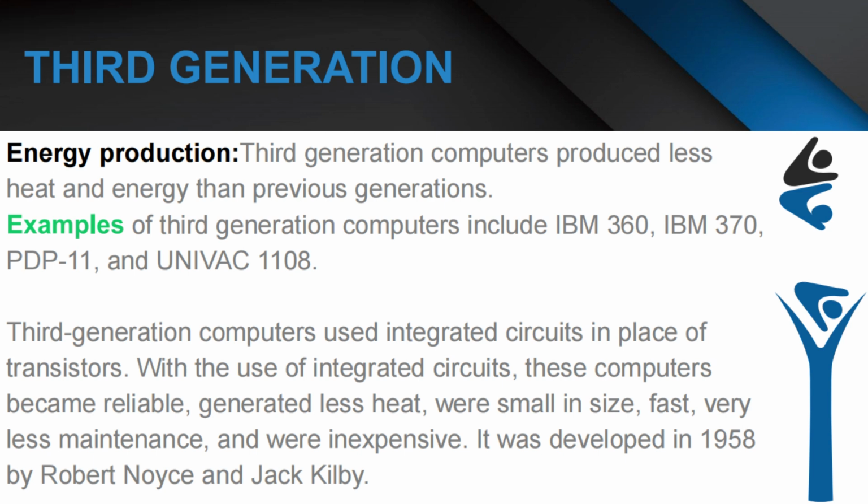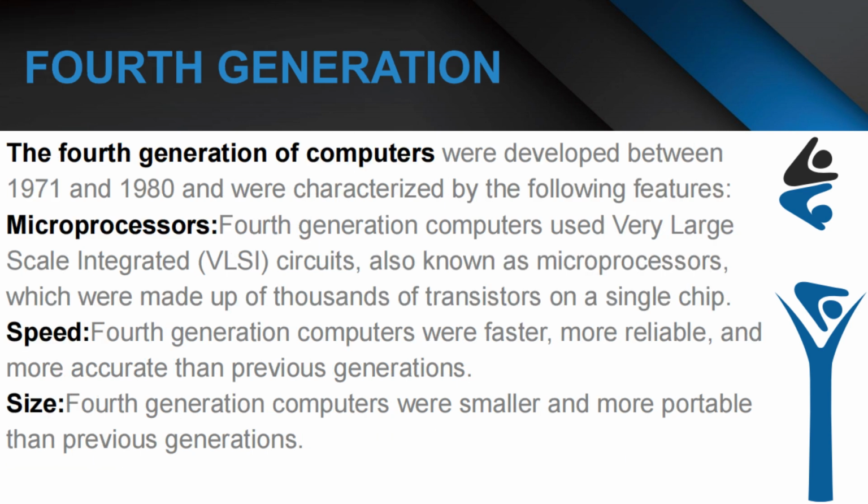Examples of third-generation computers include IBM 360, IBM 370, PDP-11, and UNIVAC 1108. Third-generation computers used integrated circuits in place of transistors. With the use of integrated circuits, these computers became reliable, generated less heat, were small in size, fast, required very little maintenance, and were inexpensive. The IC was developed in 1958 by Robert Noyce and Jack Kilby.